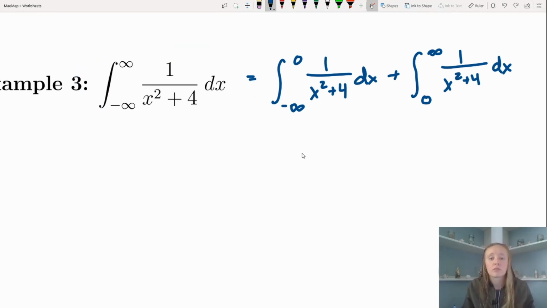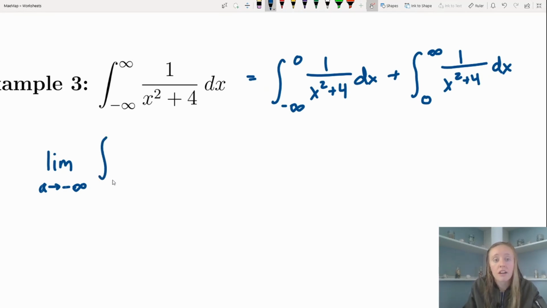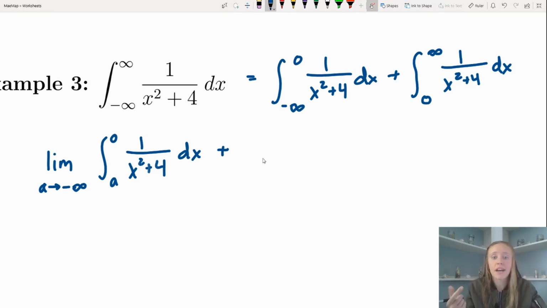So in the first one, I'm going to choose some arbitrary variable, let it be a. So I'm going to have the limit as a approaches, I'm plugging a in for negative infinity, so as a approaches negative infinity of the integral from a to 0 of 1 over x squared plus 4 dx. And then I'm going to add that to another limit.